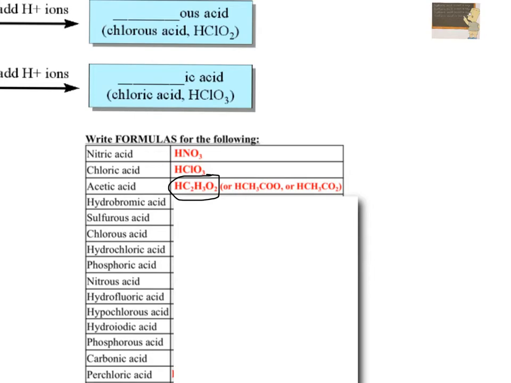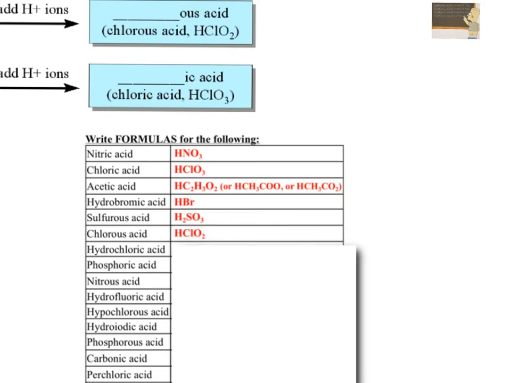So go ahead and do the next few, and I'll show you the answers. Pause the video. Try it. I'll slowly reveal so that you can check and see if you got it right. Hydrobromic acid is HBr. Trisulfurous and chlorous, I'll show you both of those. Ready? There you go. Hydrochloric acid. All right, now try phosphoric acid and nitrous acid. Here come the answers.